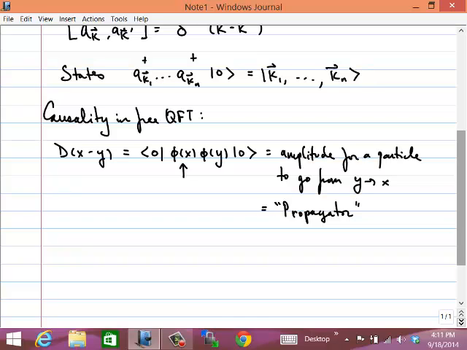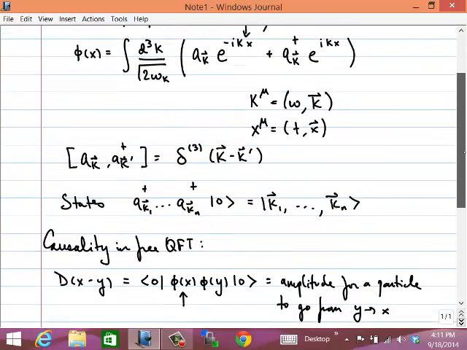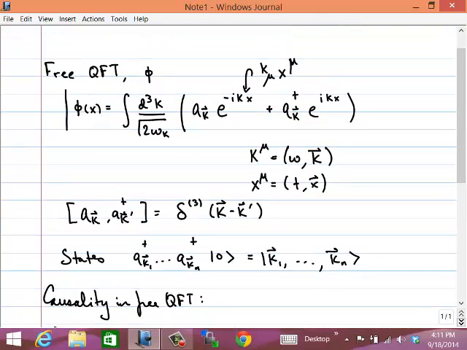So in a free quantum field theory, it's a reasonably straightforward exercise to go ahead and compute this propagator. So all I do is I plug in this formula.